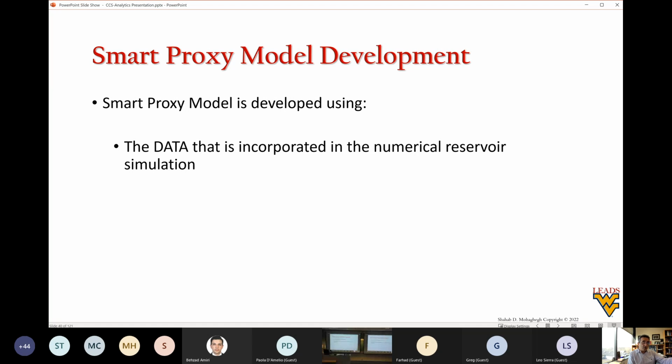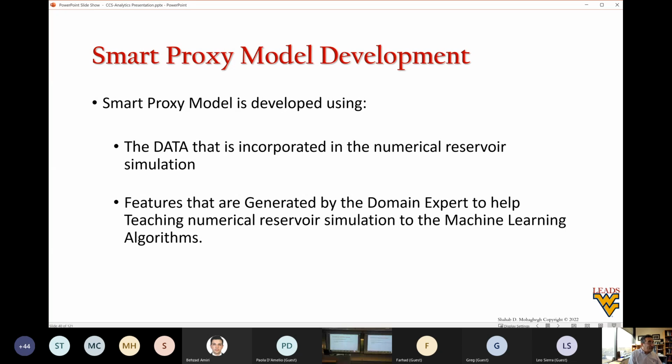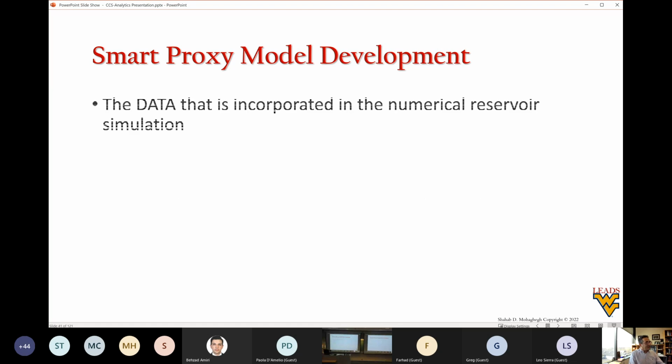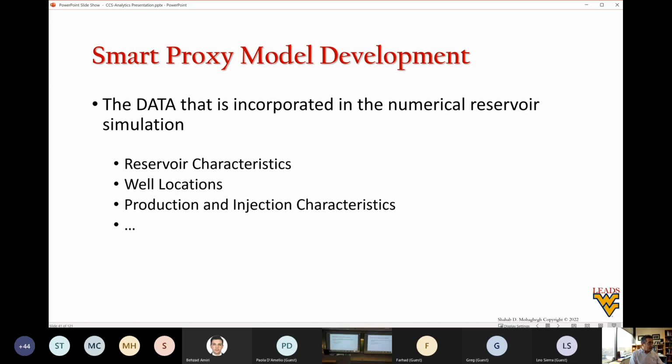Now, the smart proxy model is developed using the data that is incorporated in the numerical reservoir simulation. That is very simple because you know what data is there. However, it also does feature generation. Features are generated by domain experts to help teach numerical reservoir simulation to the machine learning algorithm. I give you some examples, not all details, because we teach courses on this, but let me give you some ideas. The data incorporated in the numerical reservoir simulation is reservoir characteristics, well locations, production and injection characteristics, and everything that you put in the numerical reservoir simulator, right?